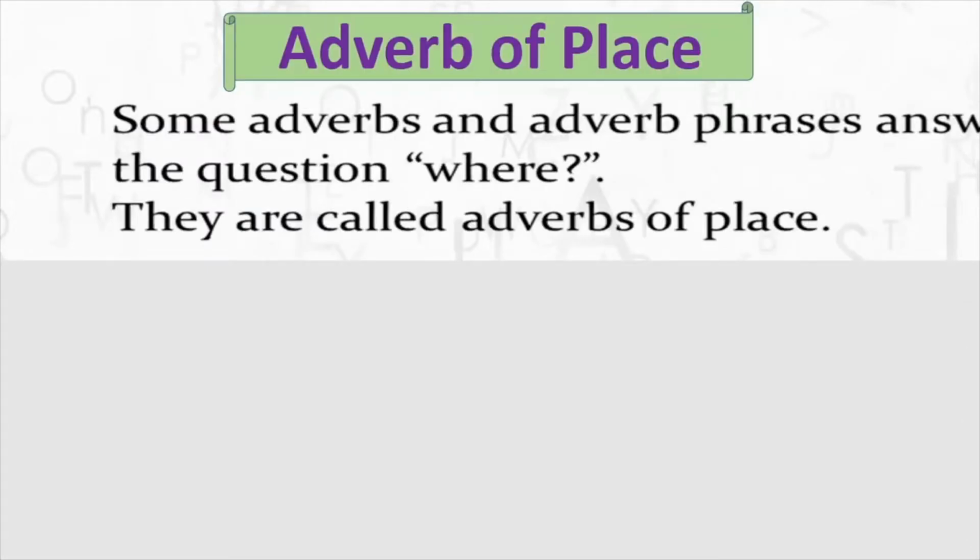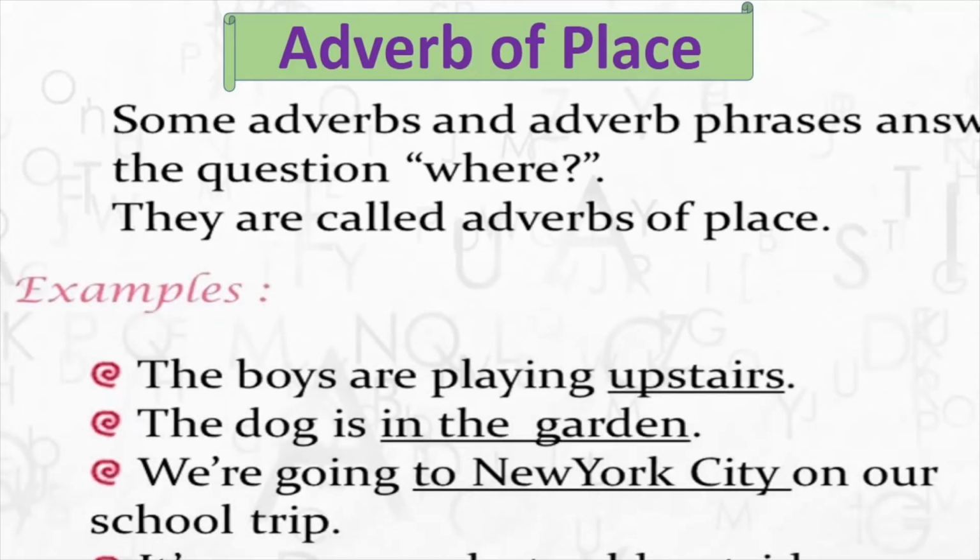Let's move on and talk about the next one, the one which answers the question where. And that is adverb of place. Some adverbs and adverb phrases answer the question where. They are called adverbs of place. For example, the boys are playing where? Upstairs. The dog is where? In the garden.